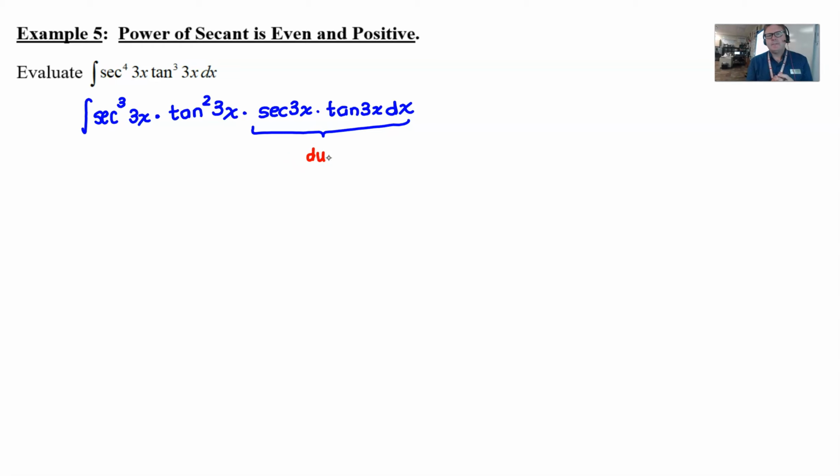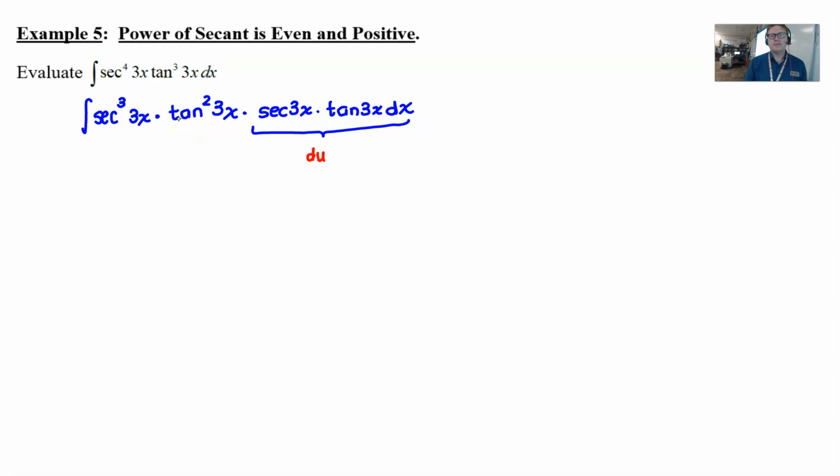So we have to think about, if that's going to be the du, what must be the u? What do you take the derivative of to create this secant tangent? And the answer to that is a secant. And that's okay, because we have this secant factor here, albeit raised to the third power. That's fine. But what the heck are we going to do about this tangent squared?